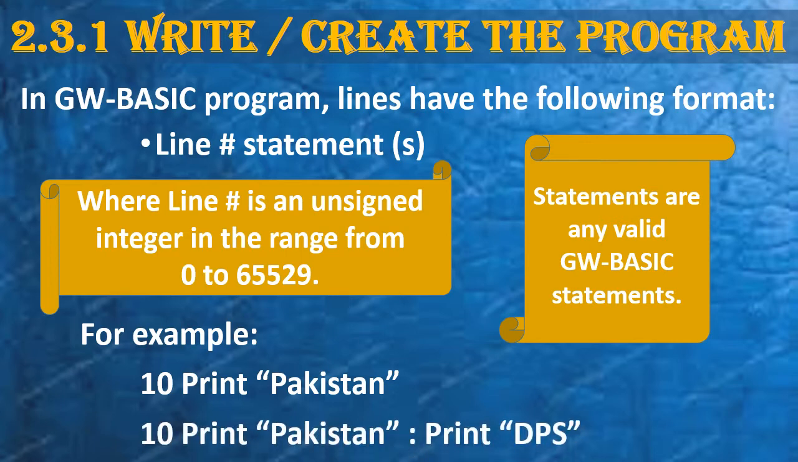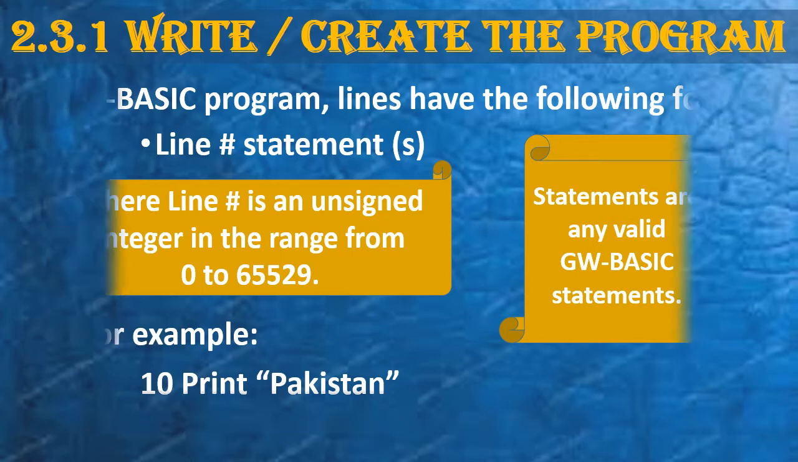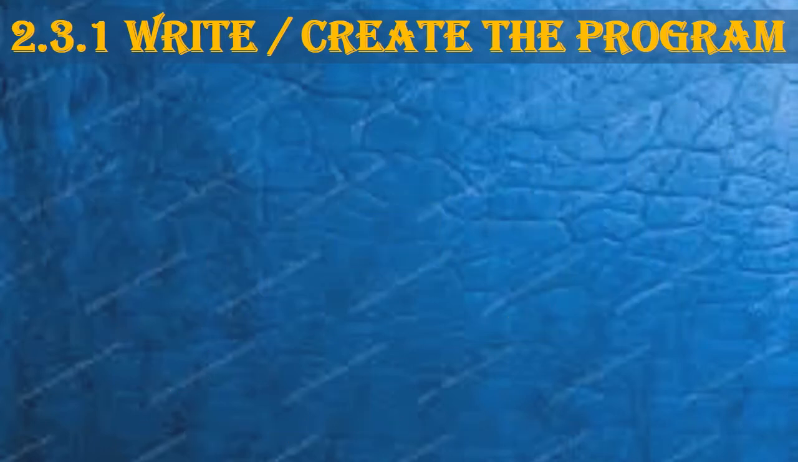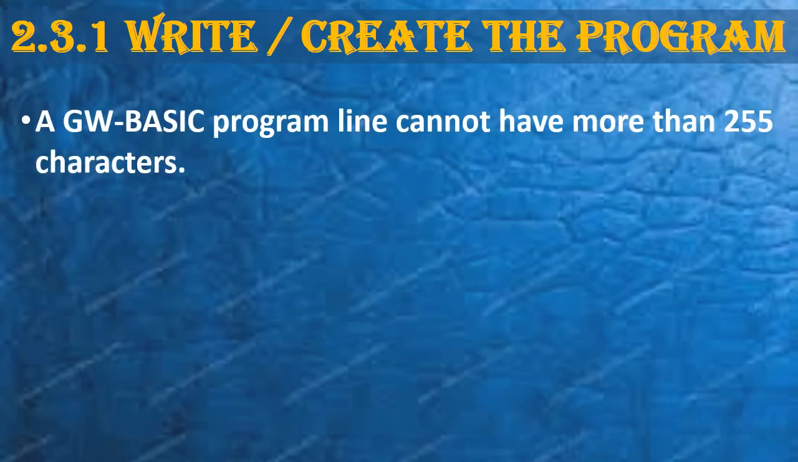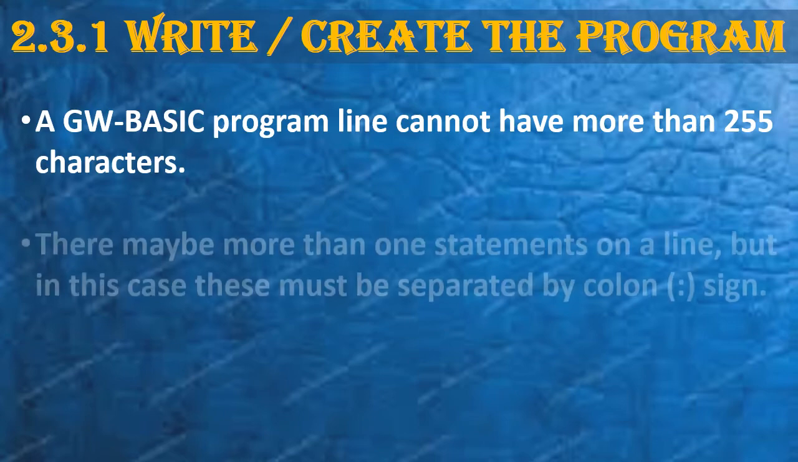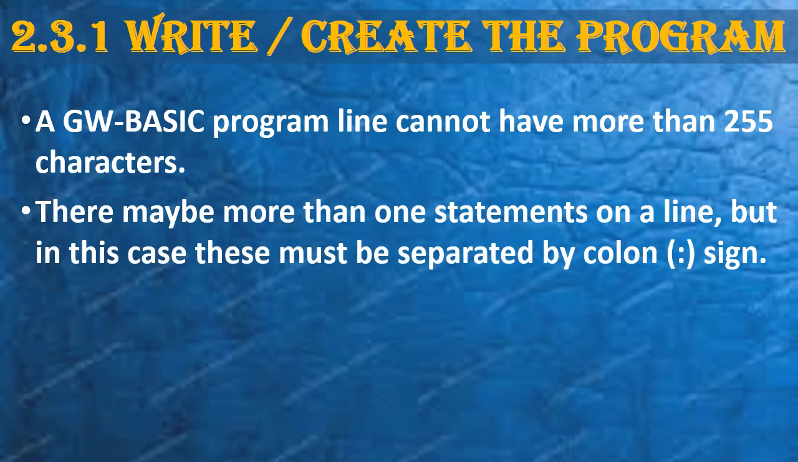Or 10 PRINT Pakistan colon PRINT DPS. There are two statements written, separated by the colon sign. So there can be two statements on a single line or a single statement on a single line. You can see both examples. A GWBasic program line cannot have more than 255 characters. The character set of GWBasic will be discussed later. There may be more than one statement on a line, but in this case, these must be separated by the colon sign.